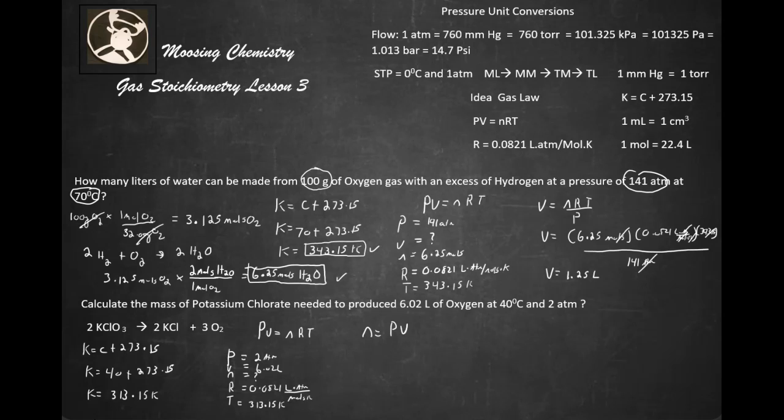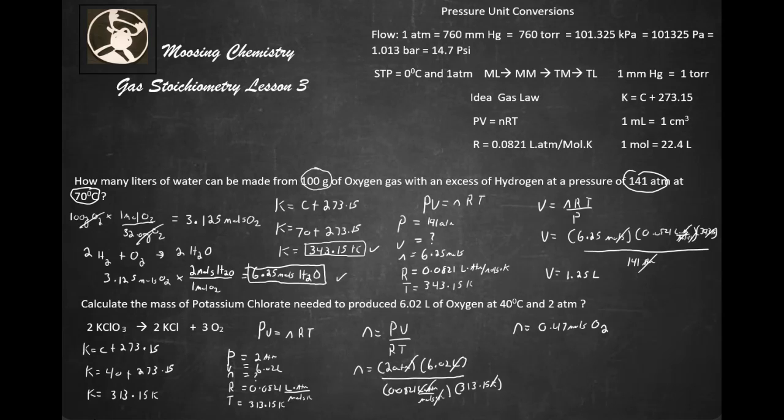All right, so let's isolate for n. n equals PV over RT. So n equals 218 times 6.02 liters divided by our R value, which is going to be 0.0821 liters times atmospheres over moles times Kelvin times our temperature, which is 313.15 K. All right, so atmospheres cancel atmospheres, liters cancel liters, Kelvin cancels Kelvin, and our n value, put it up here, is equal to 0.47 moles of O2. Now, we're not quite done yet, okay?